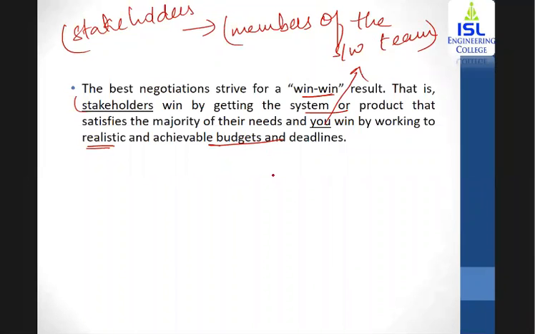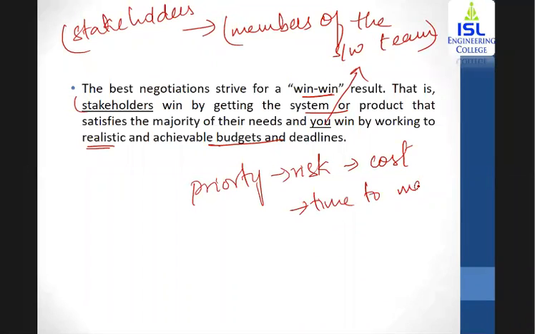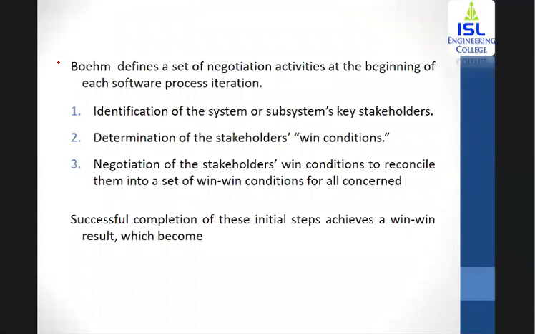When you make a prioritization, you're going to identify the risk, the cost, and the time to market. Based upon all these aspects, you're going to develop software that is going to be a win-win for the stakeholders as well as the members of the team. This is negotiating requirements. Now, Boehm defines a set of negotiation activities at the beginning of each software process.